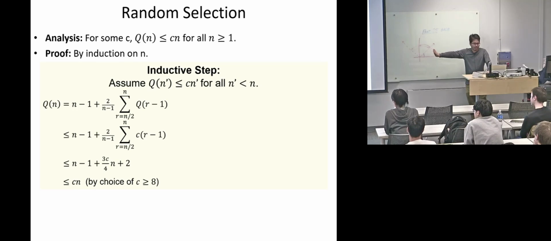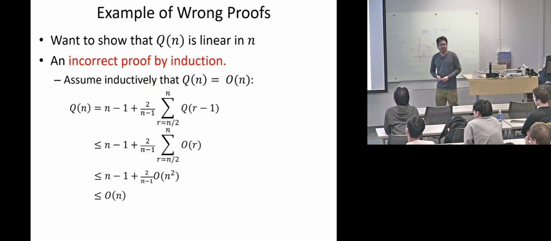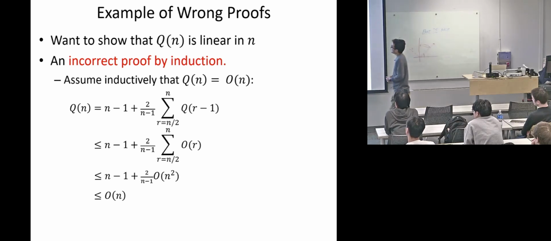Now let me give you one example why it's so important that I need to specify c, the constant in the big O. Let's see some wrong proof. This looks almost correct actually. I just said that q of n is order of n. I just write out this recurrence.